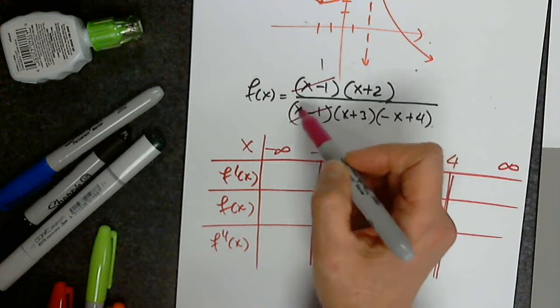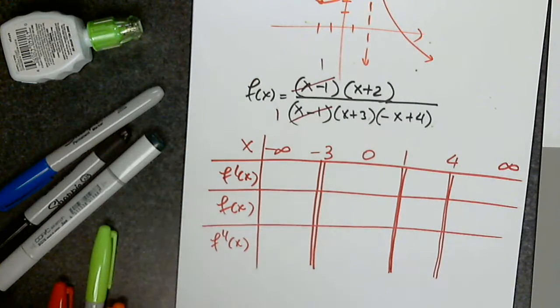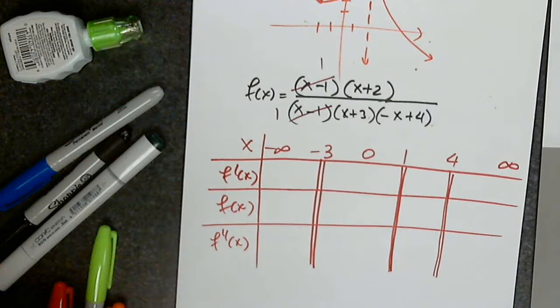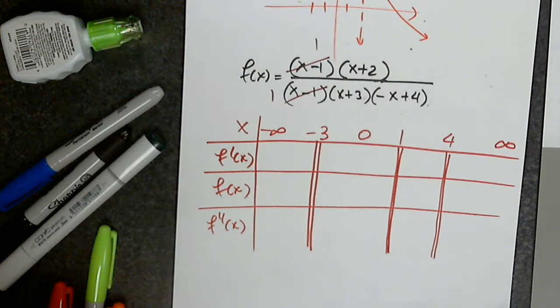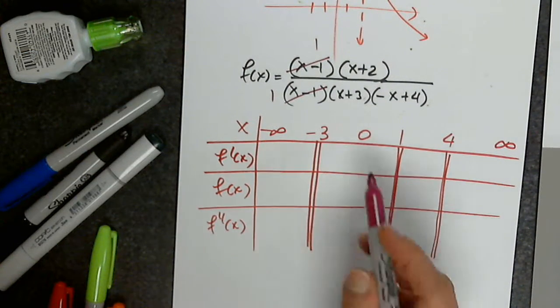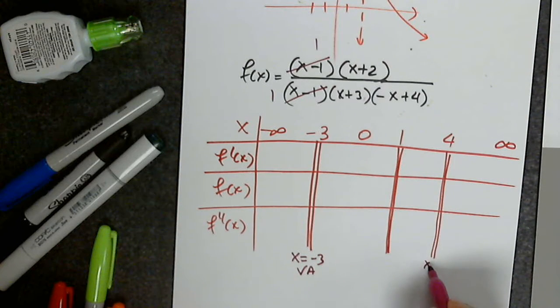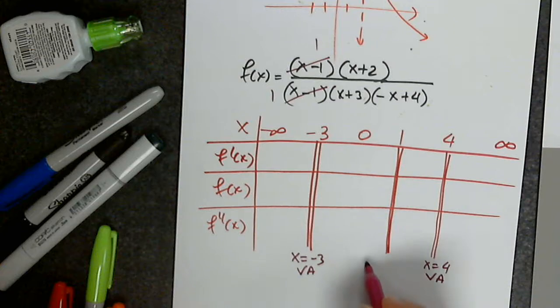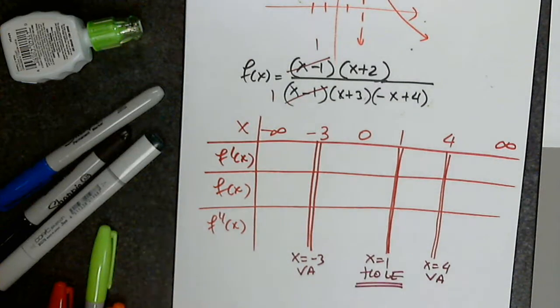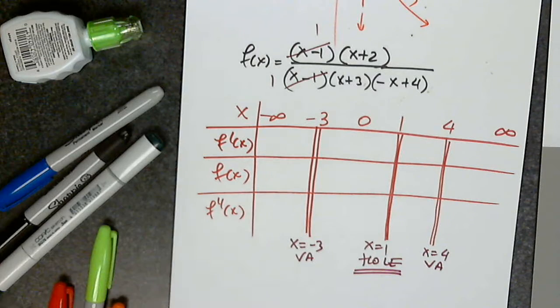I notice that there is one factor that goes away, which is x minus 1. That will not be a vertical asymptote. So x equals negative 3 is a VA, x equals 4 is a VA, and x equals 1 is a hole. If the factor disappears, that can no longer be a vertical asymptote.